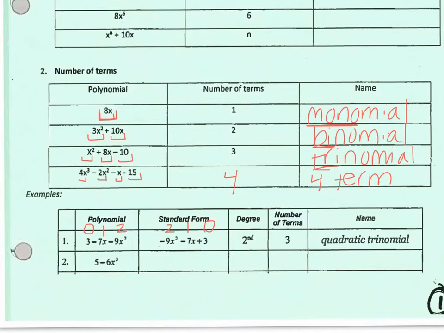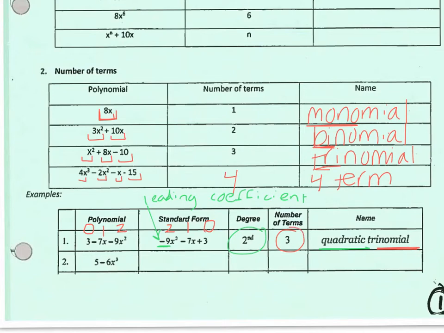Keeping in mind that -9 would be considered the leading coefficient because it's the coefficient of the first term when it's written in standard form. And so we can tell it's second degree because that's the highest exponent in the polynomial, and there's 3 terms. So the first name of the polynomial is quadratic. That comes from the degree. And then the last name of the polynomial is trinomial. That comes from having 3 terms.